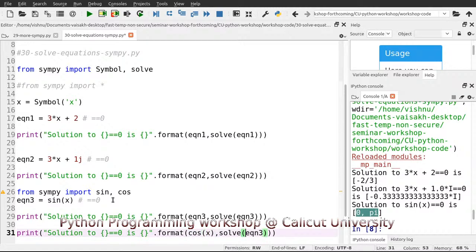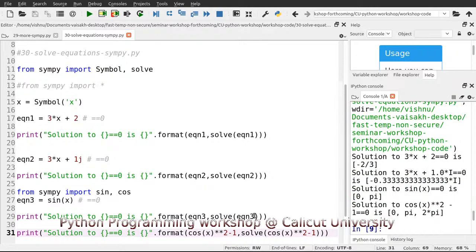Cos x, or say cos square x minus 1, which means that cos square x is equal to 1. You cannot write cos square, because cos is a function. Cos of x, the whole square, that's the only way. Minus 1. So we are trying to solve cos square x equal to 1. Let's try. 0, pi, 2 pi.